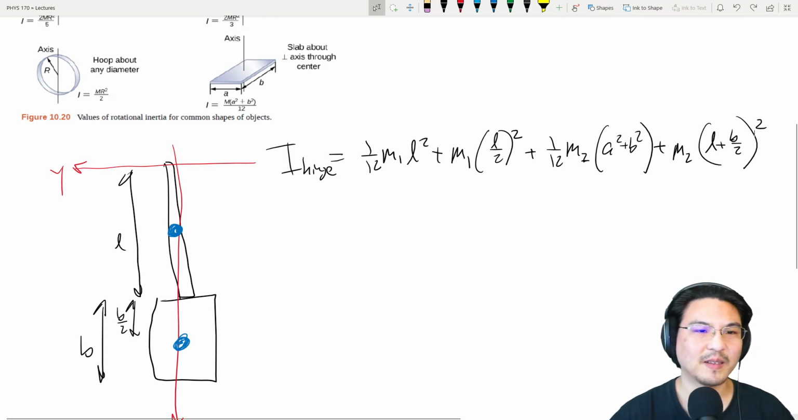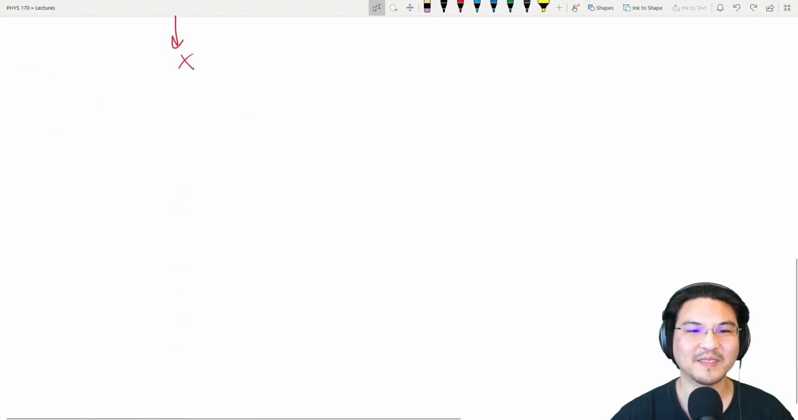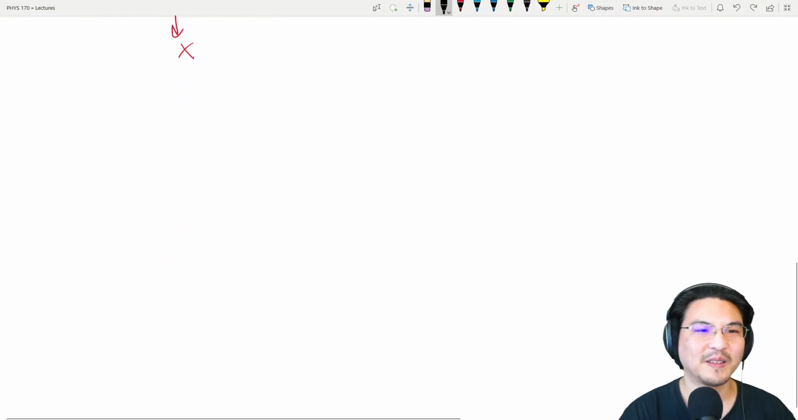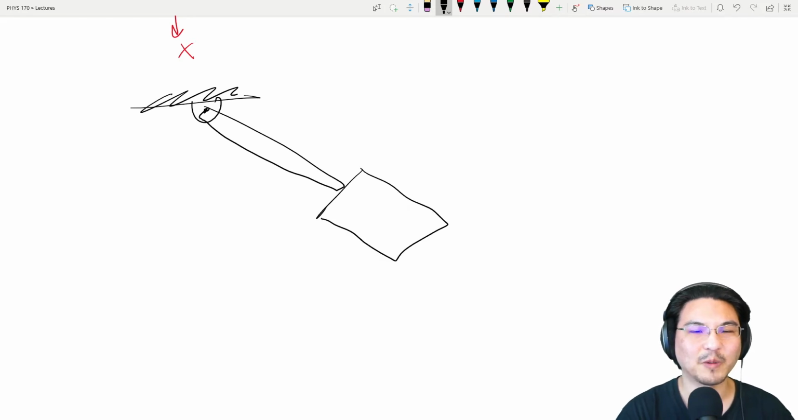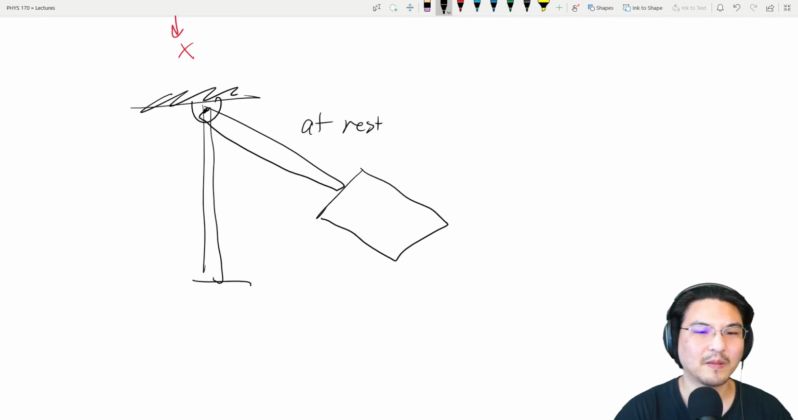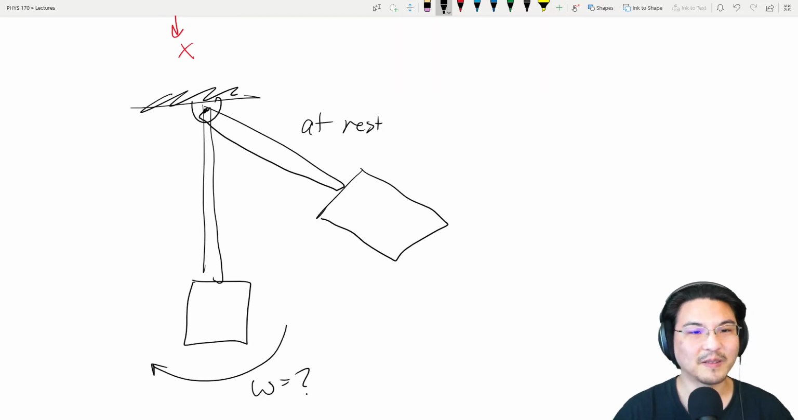Okay. How about some more practice? Let's say we take that same problem. There's the wind turbine blade, and then we release it from rest. So it's at rest, and then it swings down over here. How fast is it going? The angular velocity.